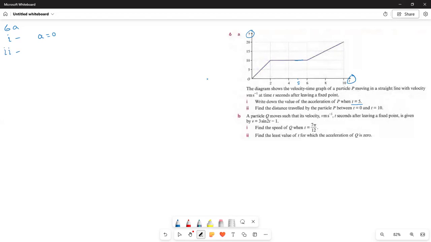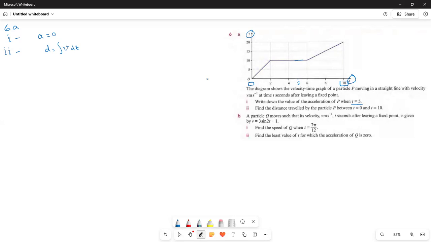The second part is: find the distance traveled by the particle P between 0 and 10 seconds. So this is 10 seconds, and this is of course 0. From here to here, how much distance has it traveled? You remember distance or displacement was the integral of the velocity, right? Basically, it is the area under the curve. So if I find the total area under this curve, it will give me the distance.